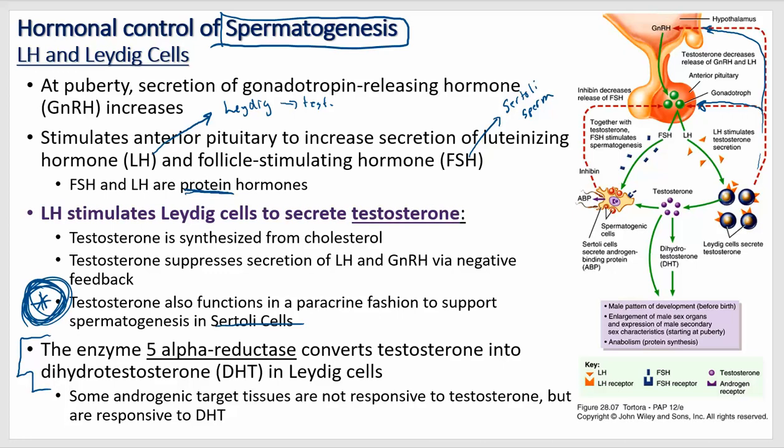The enzyme 5-alpha reductase converts testosterone into dihydrotestosterone in these Leydig cells, and some androgen target tissues are not responsive to testosterone, but are responsive to DHT. So we've already kind of discussed that.